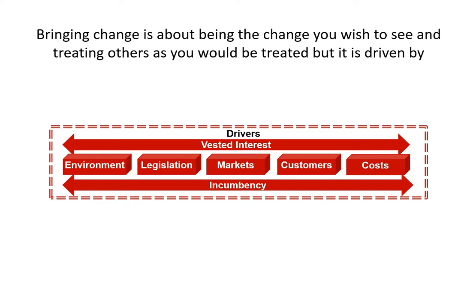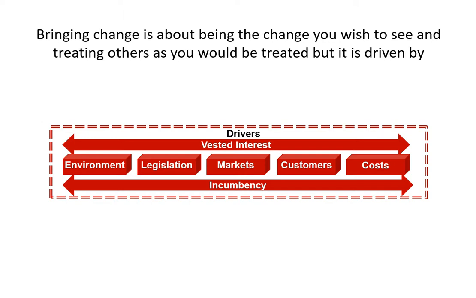If you are in an industry that is highly dependent upon the physical environment, such as agriculture, then what is happening in the physical environment is also a major driver of your business, and its effects will also be managed through markets, customers, and costs. The two other ones are vested interest and incumbency.